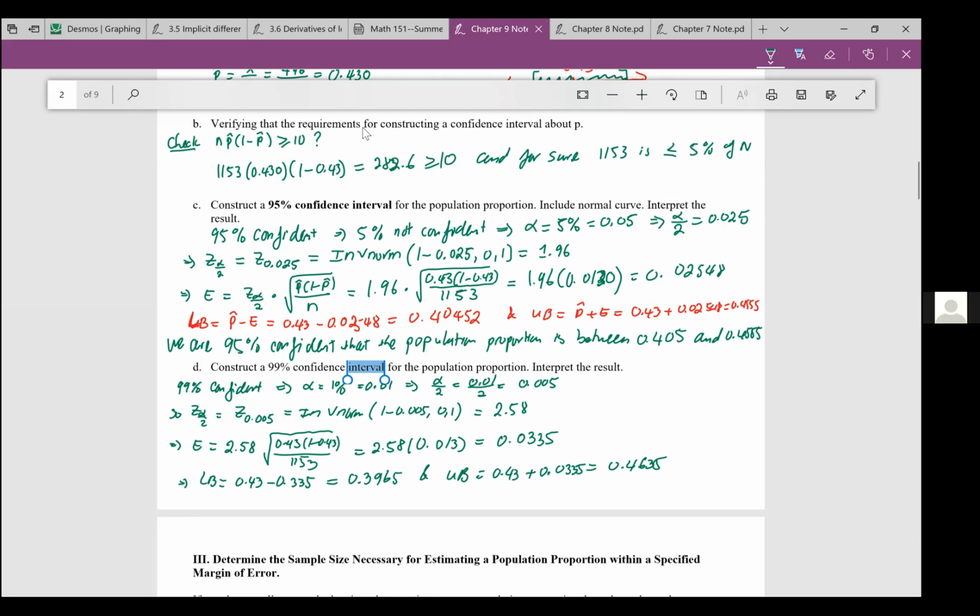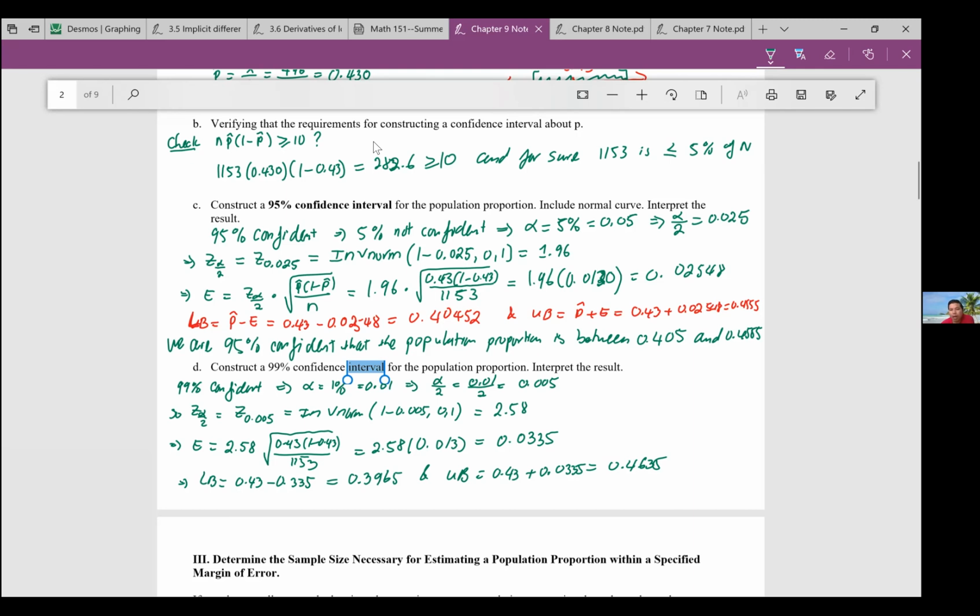Okay, so when you see confidence interval proportion, just follow that step, right? Find out Z alpha over 2, find the inverse norm, and then find the E, and find the lower bound and upper bound. That's all you have to do, all right?